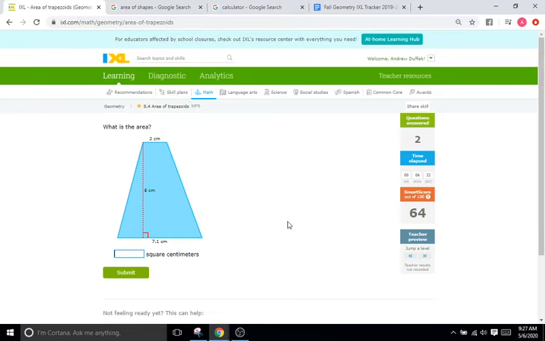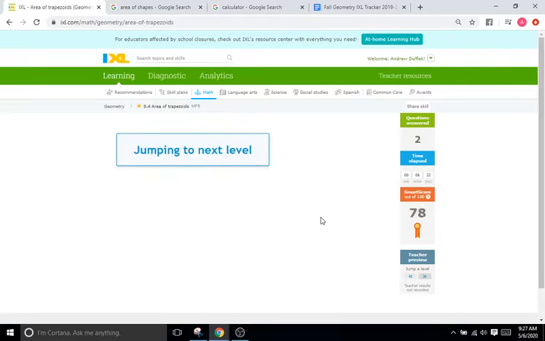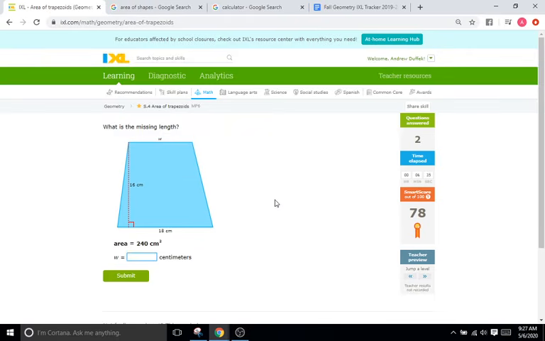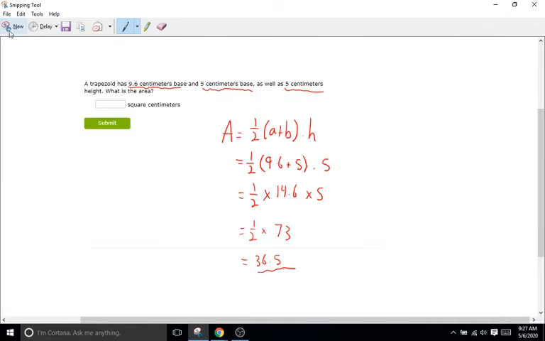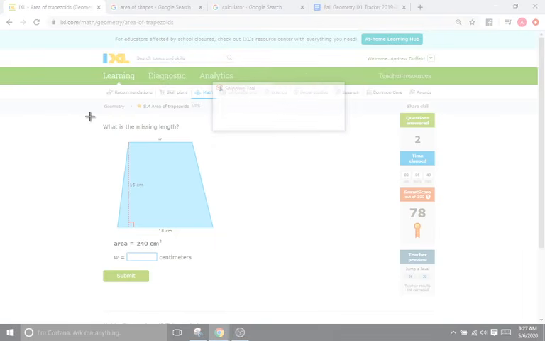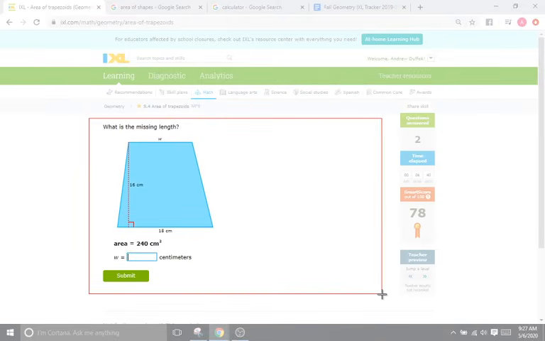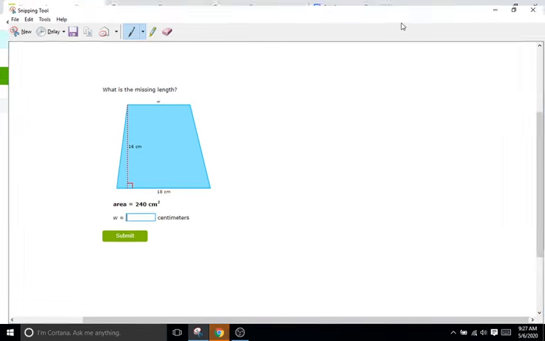Okay, same kind of problem here. You're just going to add the bases, so 2 plus 7.1, multiplied by 8 and then divided by 2. Okay, what is the missing length here? Okay, so then you get to problems like this where they give you your area, but you have to find a missing side or a missing base or height or something like that.